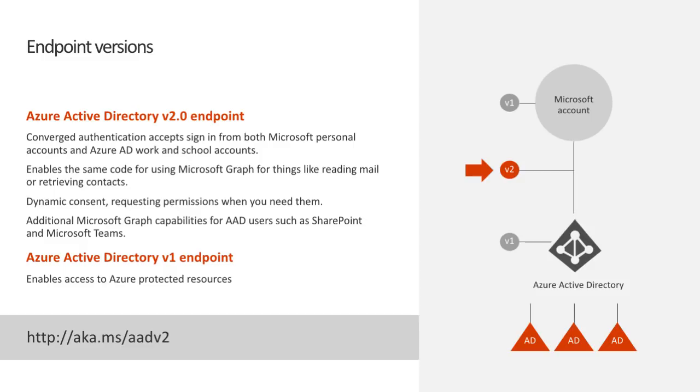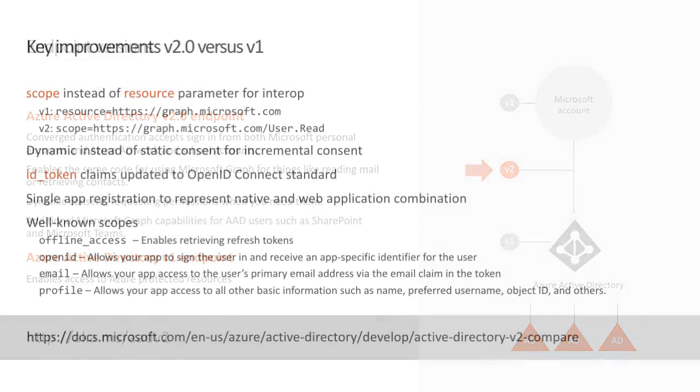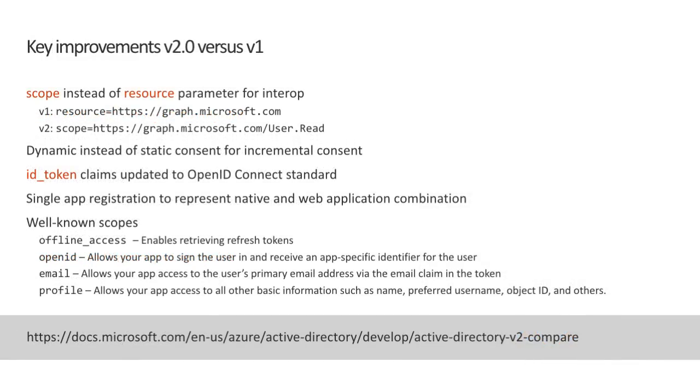It also enables dynamic consent, which is requesting permissions only when you need them and not having to define all of them up front. Additional Microsoft Graph capabilities for Azure AD users, such as SharePoint and Microsoft Teams, are facilitated by this V2 endpoint. The V1 endpoint enables access to Azure protected resources. In the V1 endpoint, we had to provide a resource parameter to identify which resource we were going to be requesting an access token for. Open source libraries were not able to easily incorporate into these different requests. Now we can use the scope parameter, which is supported by all the libraries, to compound the resource and the permission.